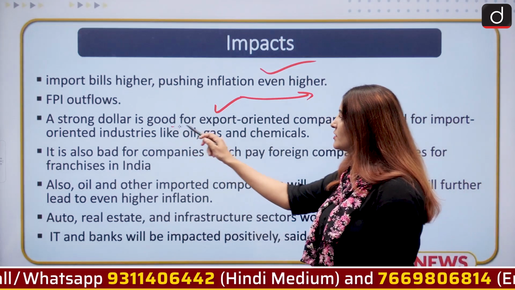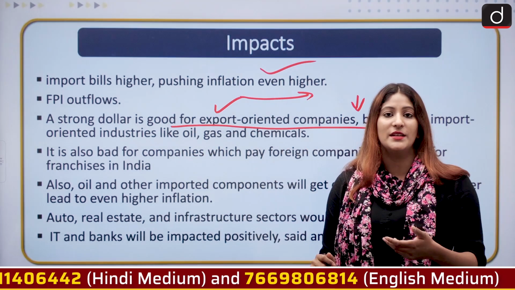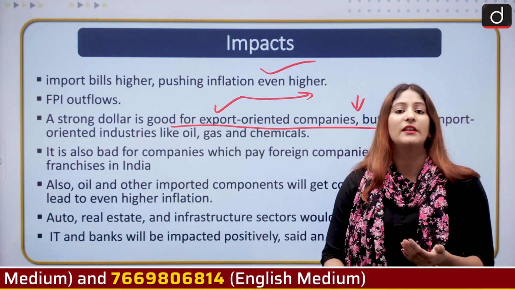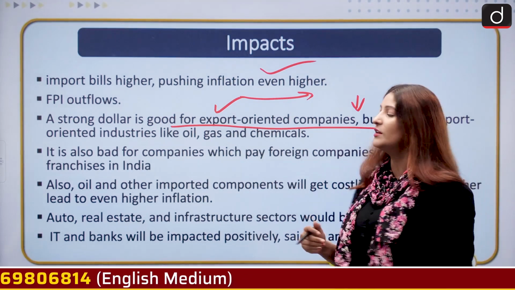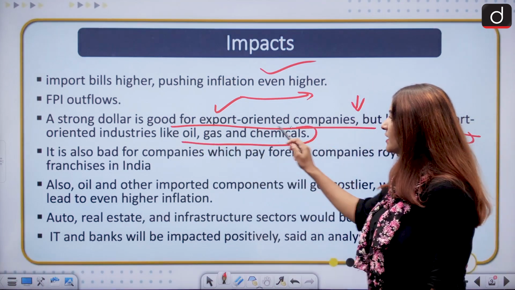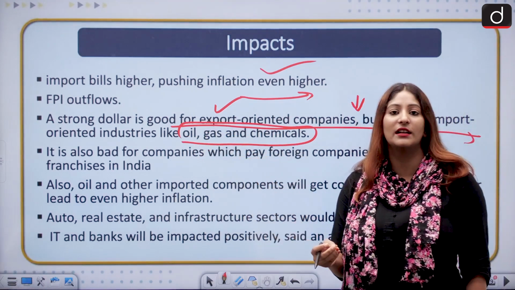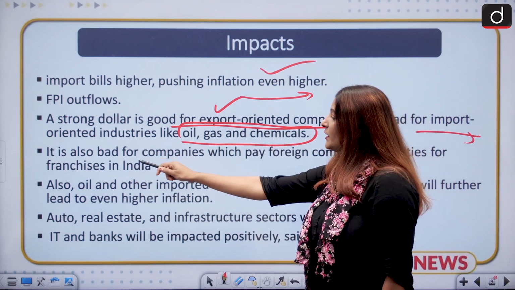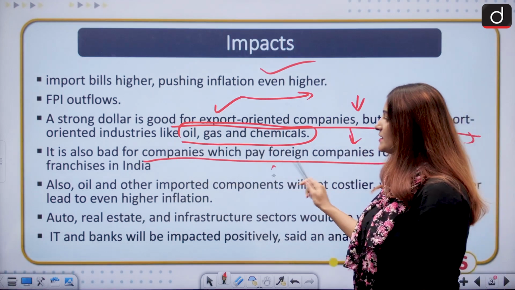A strong dollar is good for export-oriented companies. If they export more, they will earn more dollars, and that is positive. So we have to increase our exports. It is bad for import-oriented industries like oil, gas and chemicals, on which India is heavily dependent, and we see that because of the Ukraine-Russia war, we are impacted in an ill way. It is also bad for companies which pay royalties to foreign companies for franchises in India.